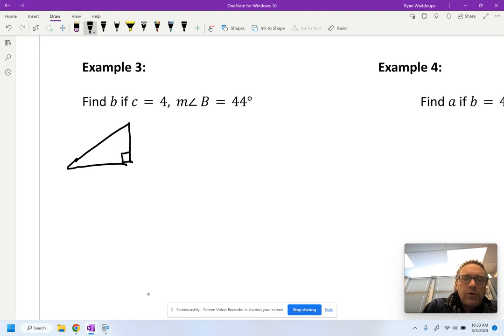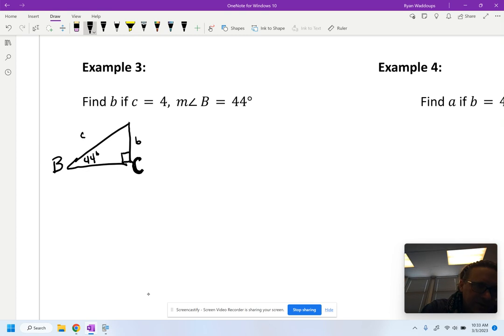So find b. The measure of angle B, I'm going to put the measure of angle B right here, and that's 44 degrees. Opposite angle B is side length b, and c is equal to 4. Now, the capital C is generally reserved for the right angle, which means that lowercase c is generally reserved for the hypotenuse. So this c equals 4. And we want to know what little b is, and we know that this is 4.